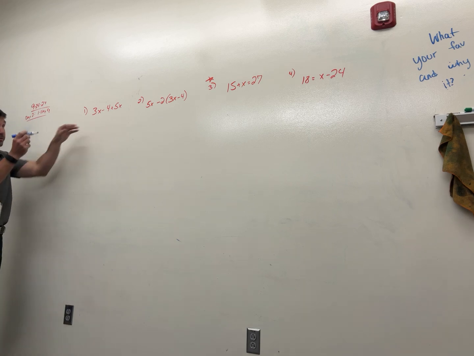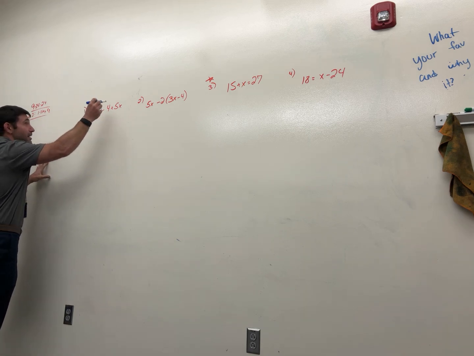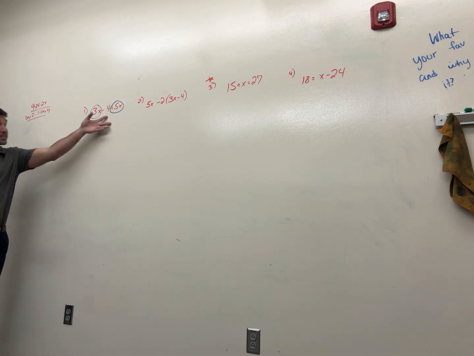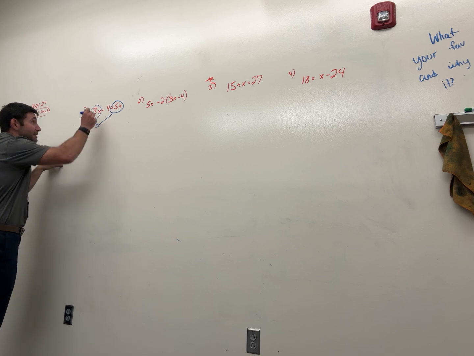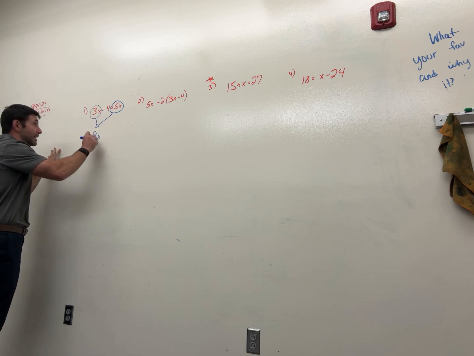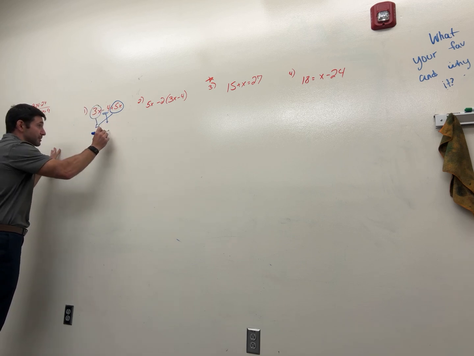So, first off, we have 3x plus 5x. This is an adding and subtracting problem. At no place does it say we're going to multiply them. So make sure that you do what it says. 3x plus 5x is 8x. The negative 4 comes down.